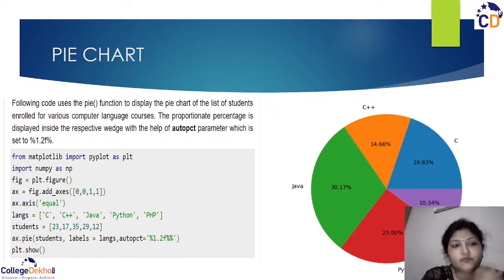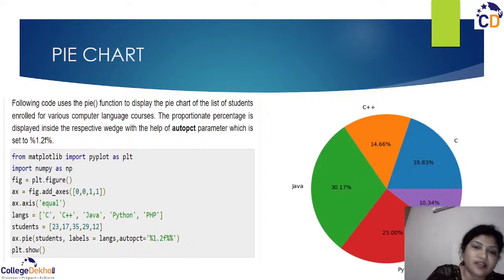Then the next thing that we have is our list. There are two lists that we have used. The first is for different languages. The second list is for number of students. So by giving them as parameters to the pie function, you need not calculate anything. You just call the pie function and put the arguments there.